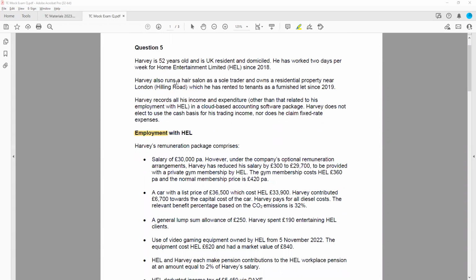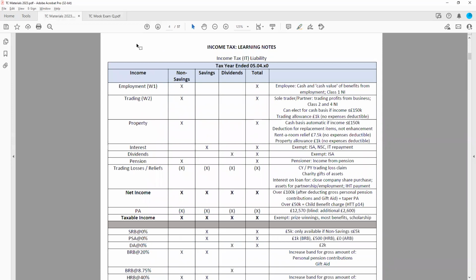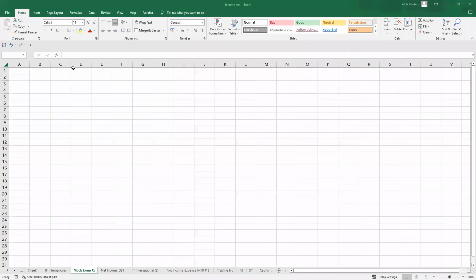So then we can start reading through the scenario, and I read it in a really active way because I know what the requirements are. I know what I need to do. I know I'm doing the income tax computation. I know they're going to have some sort of employment income and probably some of these other types of income as well. So I've already started to think about what my answer is going to look like.